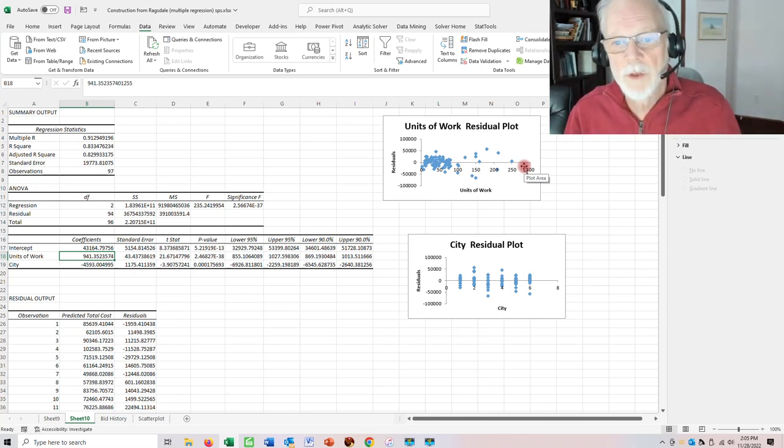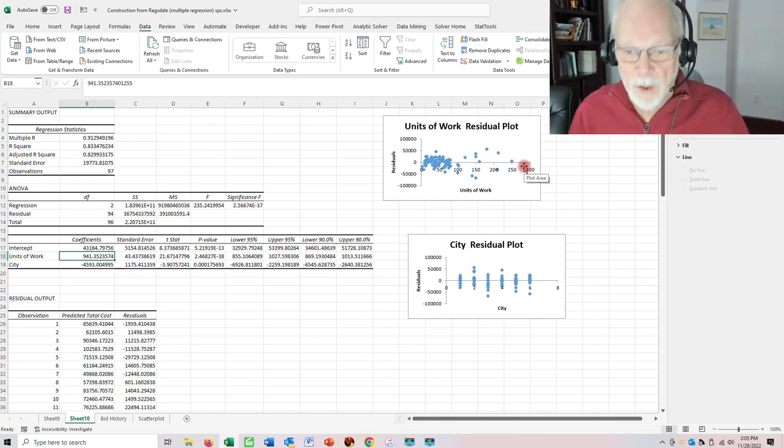Here I see no discernible pattern in the up and down bouncing of those dots, which is what we want when we're doing a regression. Same thing here. I see no discernible pattern in the up and down bouncing of these dots. It's not like creating an arc, for example.